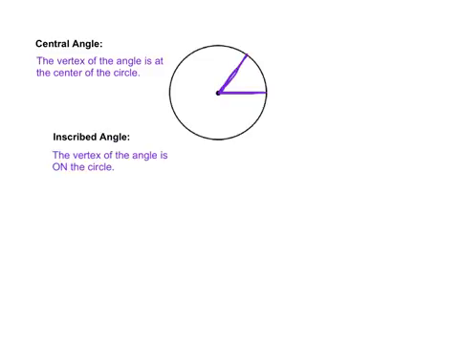All right, and then next we have an inscribed angle. An inscribed angle has the vertex of the angle on the circle. It's not at the center of the circle, it's on the circle. So for example, let's say I draw the circle right there, and then I can draw an angle from there, and that is an inscribed angle, where the vertex is actually on the circle. A central angle, the vertex is at the center of the circle.